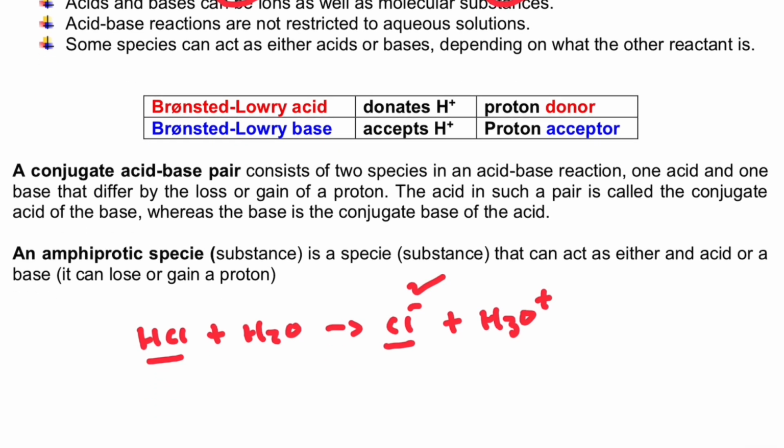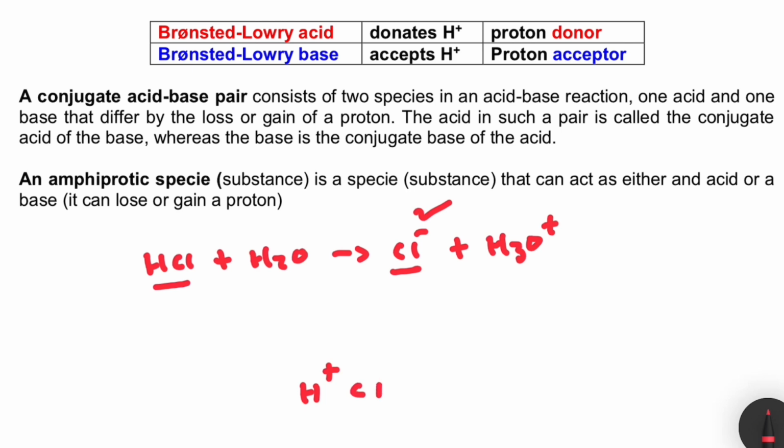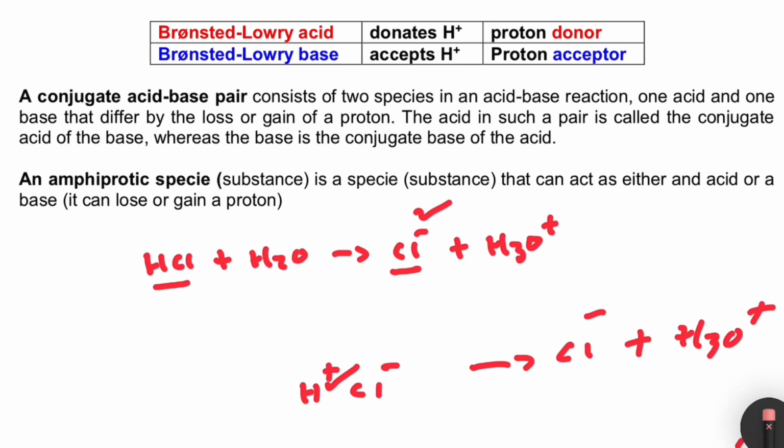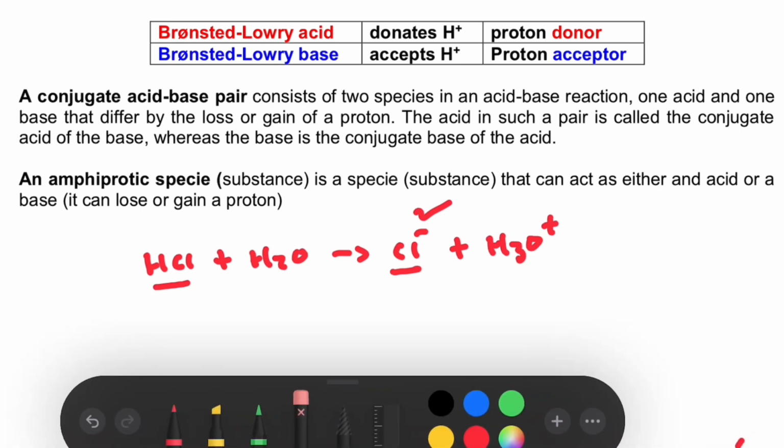Because take a look at this. HCl is made up of H plus and Cl minus. So this is HCl, right? And then after it reacts with H2O, we now have Cl minus plus H3O plus. So it has donated a proton. That's why we're referring to it as an acid. Okay, so let's get rid of this. So HCl in this case is our acid.